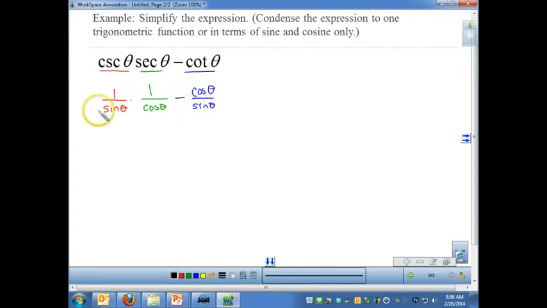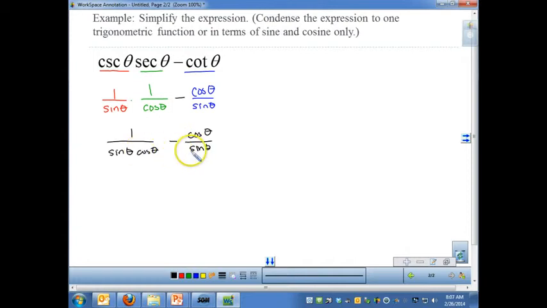So at this point, we're going to put things together. Here I have two fractions multiplied together. Remember that when you're multiplying fractions, you multiply the tops, multiply the bottoms, numerators, denominators. So we would have 1 over sine of theta cosine of theta, minus cosine of theta over sine of theta. So these are two different fractions being added or subtracted together, in this case subtraction.